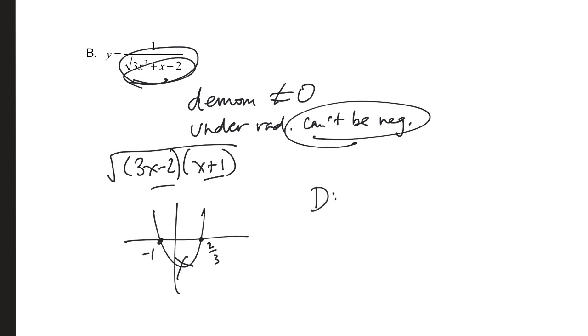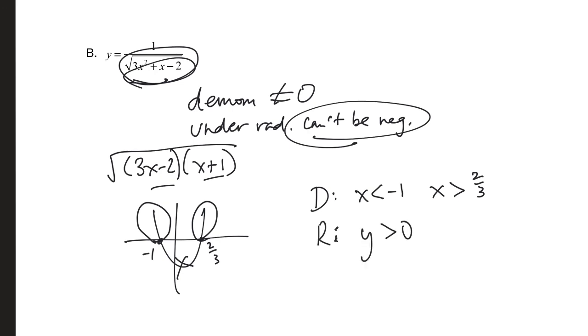So as far as the domain, I'm allowed to have these values where x is less than -1, and I'm allowed to have these values where x is greater than 2/3. Okay? And as long as those are the domains, then the range will be that y is greater than 0. All right, because again, if this denominator is never going to be negative, then the entire picture is going to be positive.